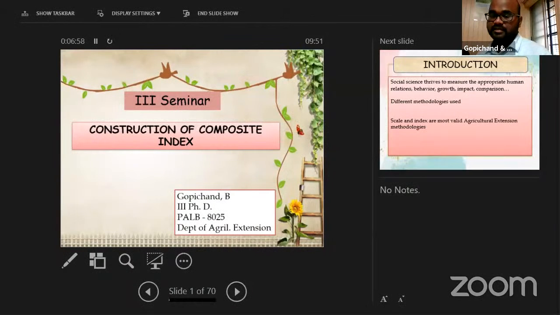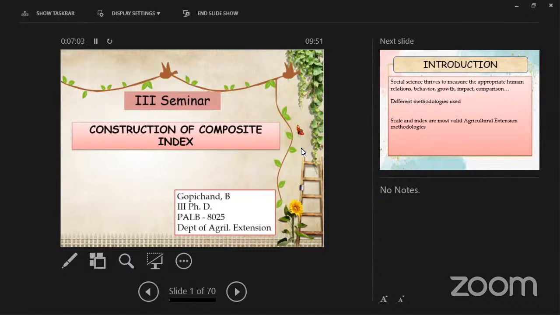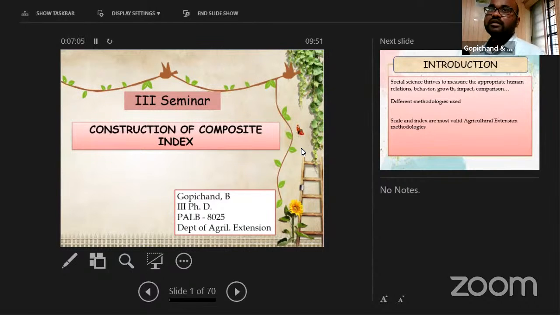Of composite index. Here, I selected this topic because I'm using one of the dependent variables, the research productivity index, in my research. So it will facilitate me to better understand it.